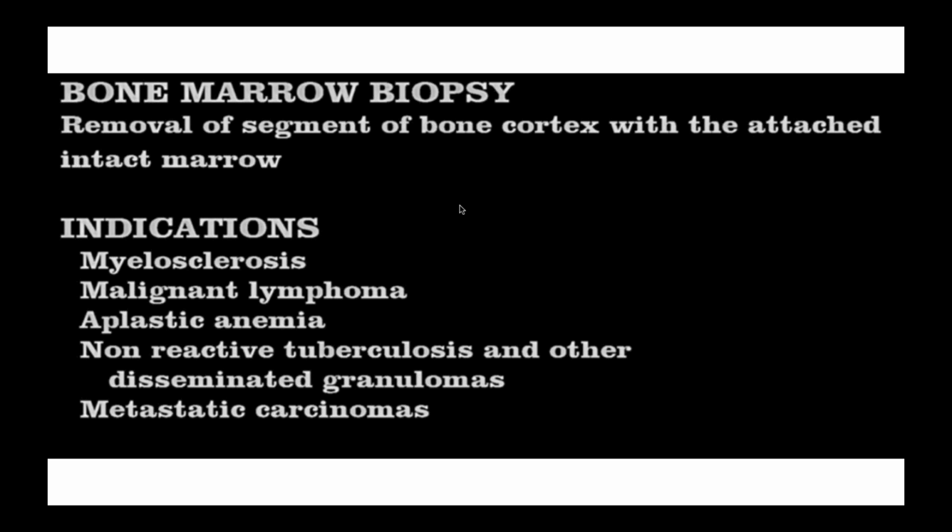Initially the bone marrow aspiration report is available in a couple of days only. For bone marrow biopsy, a longer time is taken. The indications would be the same: myelosclerosis, malignancy, lymphoma, aplastic anemia, disseminated granulomas, and metastatic carcinomas. In this, there is removal of a segment of the bone cortex also along with the intact marrow.